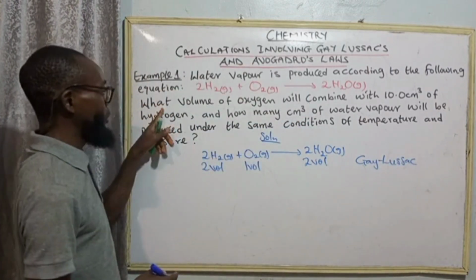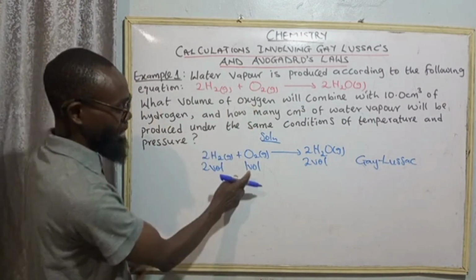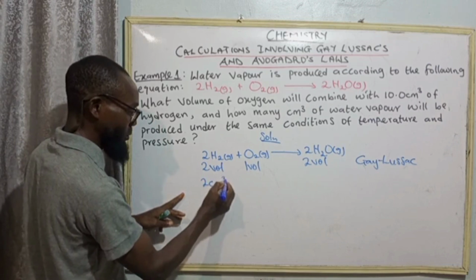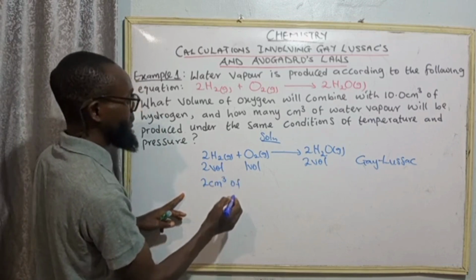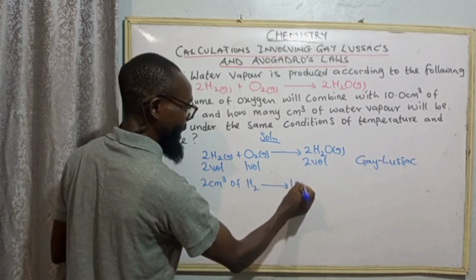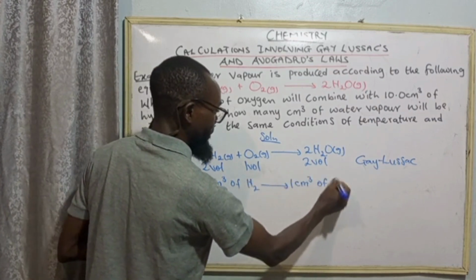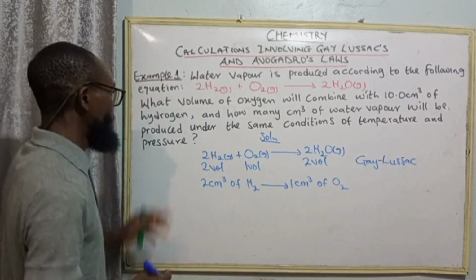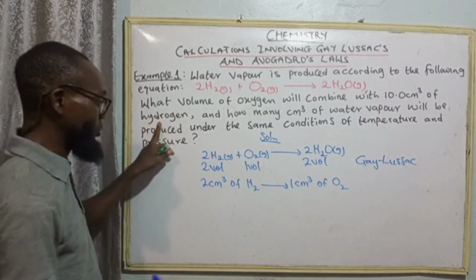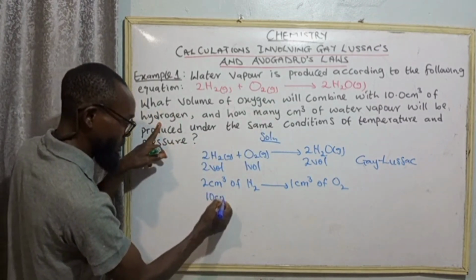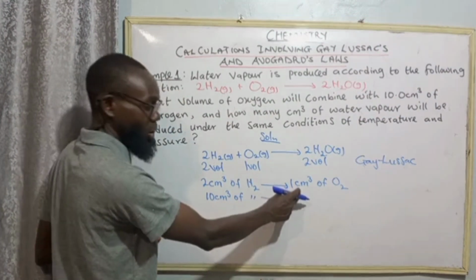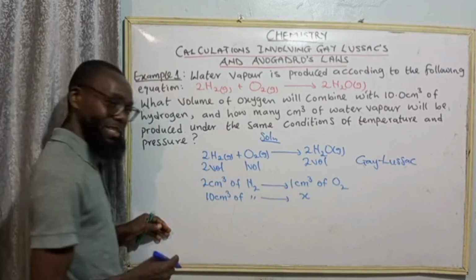Now, we're told to find the volume of oxygen. So 2 volume means 2 centimeter cube of hydrogen gives 1 centimeter cube of oxygen. So we are told to find the volume of oxygen that will combine with 10 centimeter cube of hydrogen. So 10 centimeter cube of hydrogen will give how many centimeter cube of oxygen? Let's call it an unknown, x.